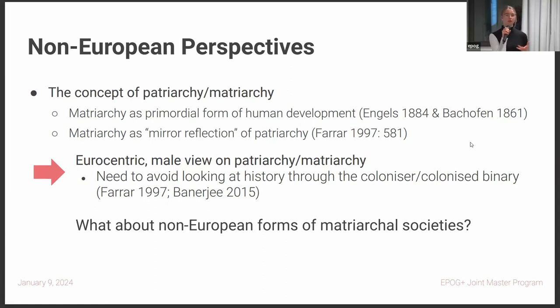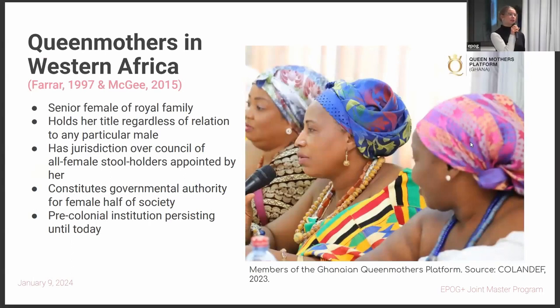So again, in the spirit of rejecting certain binaries, we were wondering what can we learn from non-European forms of matriarchal societies, or did these societies exist? What can we learn from them? And then one example that we found in the literature is that of queen mothers in Western Africa, specifically in the country of Ghana. So here the queen mother is the senior female of the royal family.